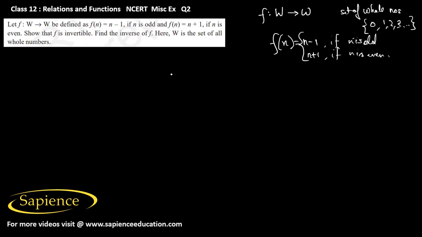Okay, so now we have to show that f is invertible. It means we have to show that the function f is bijective. It is one-one and onto. Then only it is invertible.